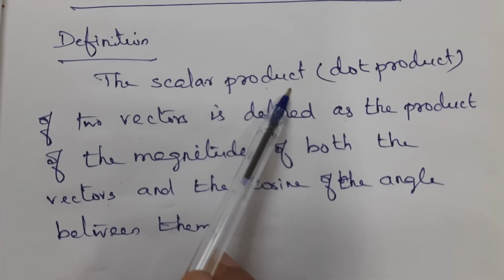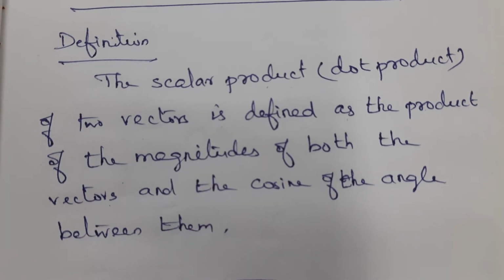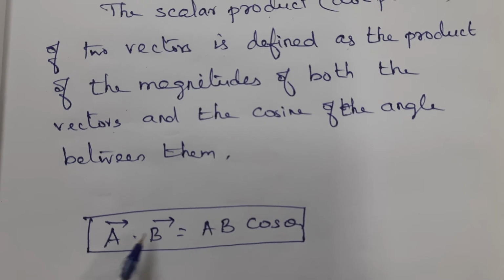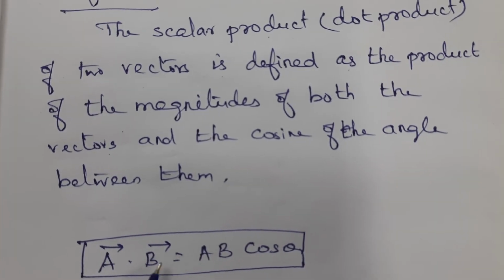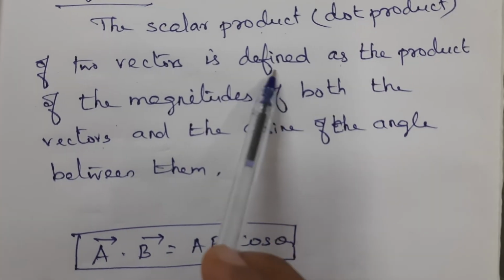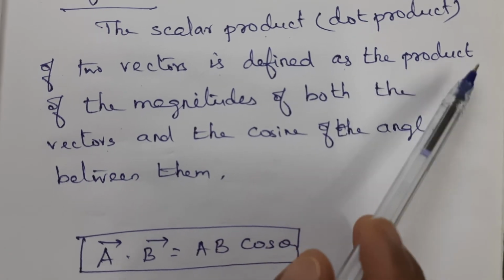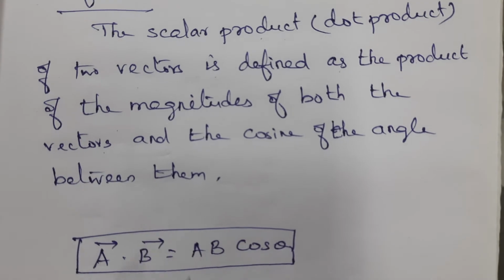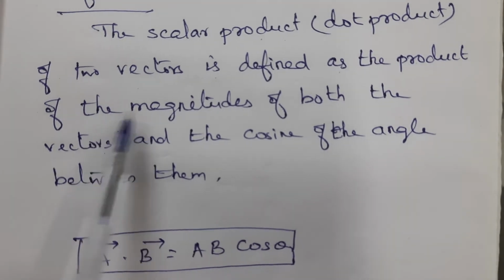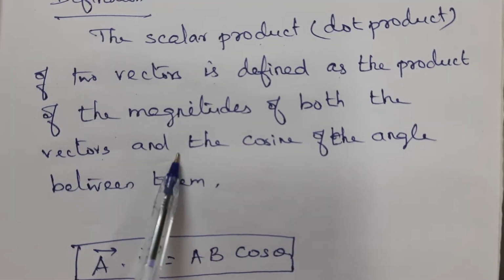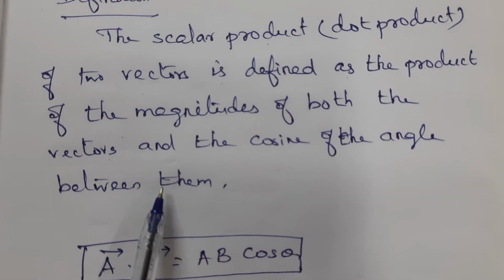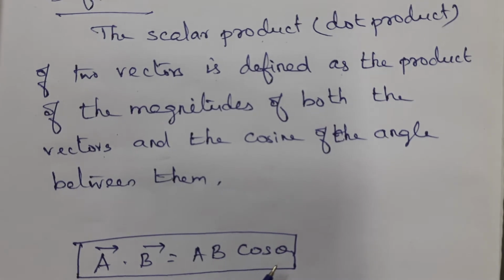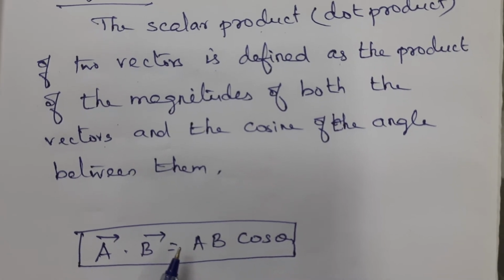Scalar product of two vectors, that is A dot B, the dot product of two vectors, is defined as the product of the magnitudes of both the vectors, A and B, and the cosine of the angle between them, cos theta. This is known as scalar product.